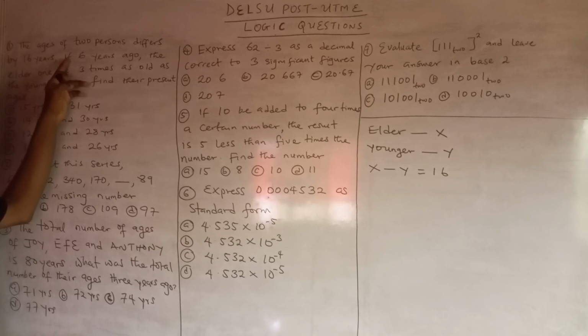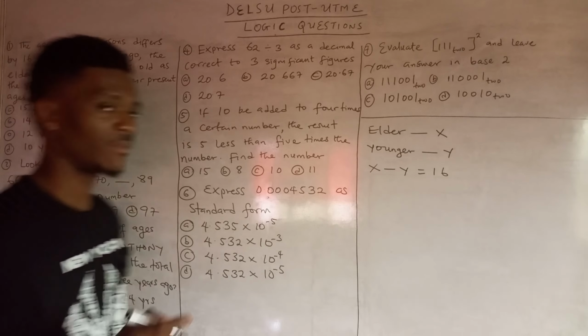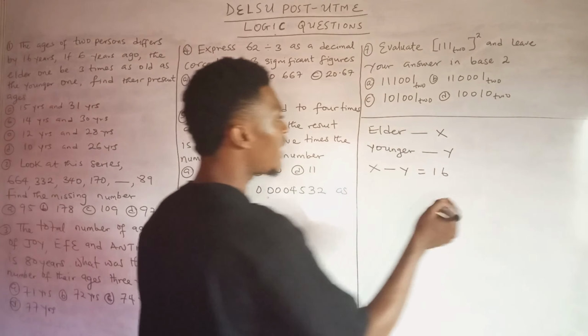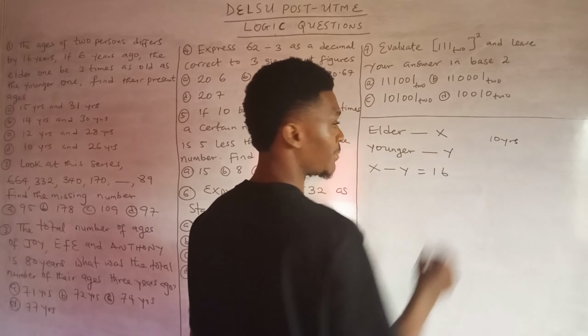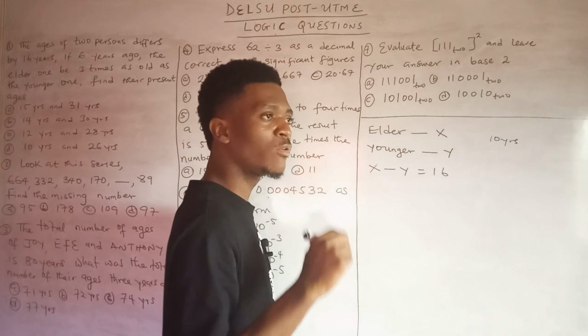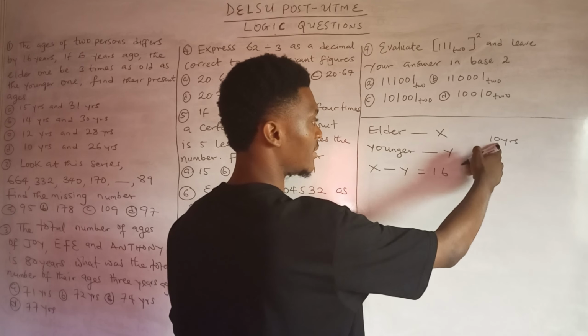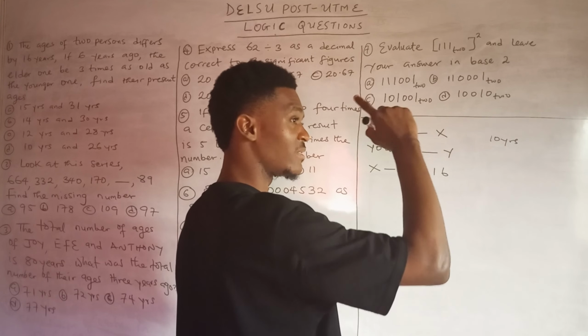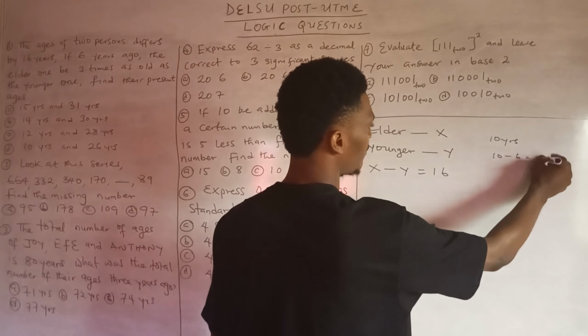And then they said, if 6 years ago the elder one be 3 times as old as the younger one. 6 years ago, what does that mean? Let me break it down. If you have, let's say, a person who is 10 years old, for example, 6 years ago, how old would this person be? Of course, you have to subtract 6 from 10 to get the age of the person 6 years ago. So that becomes 10 minus 6, which is 4 years. So 6 years ago, this person that is 10 years was 4 years.